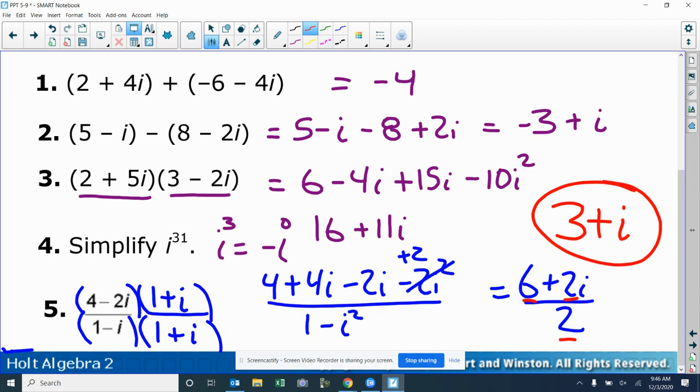Does it matter if we write 1 over 1, like, would we lose points for that? If we write like 1 over 1, no, you won't lose it. No, that's fine. Not a problem.